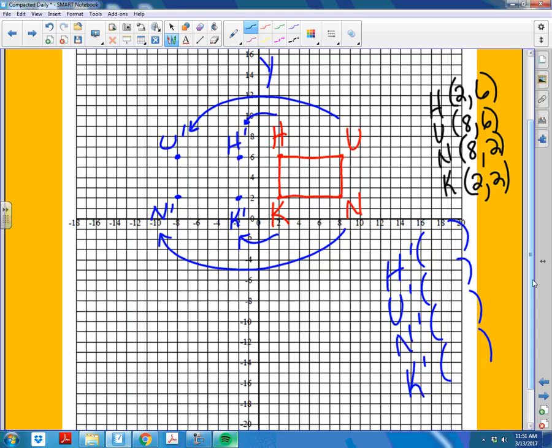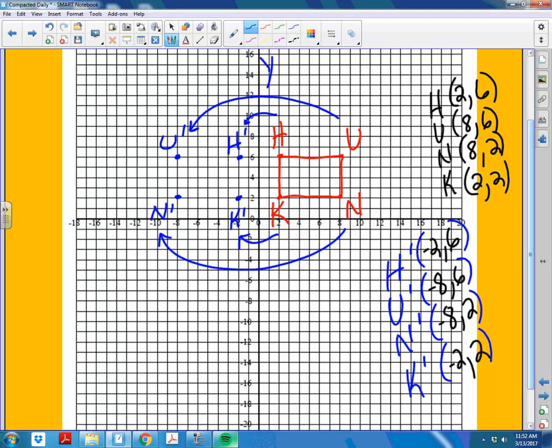That's exactly what you do. That's what I said. So when you reflect across the y-axis, what's actually happening to the ordered pairs? Making all the x's their opposites. So -2, 6, -8, 6, -8, 2, and -2, 2.